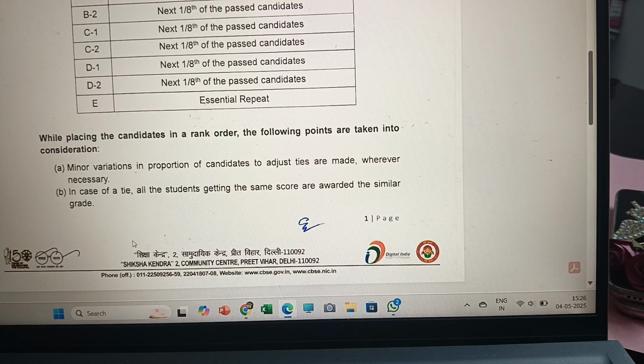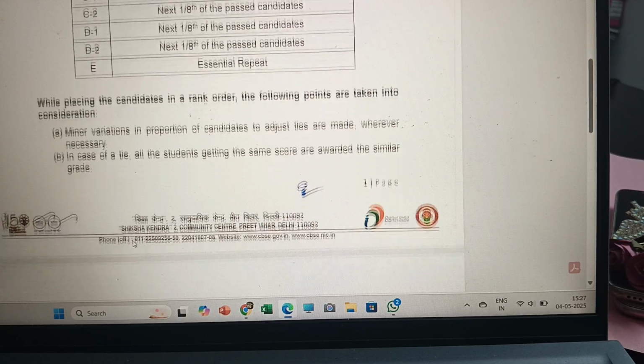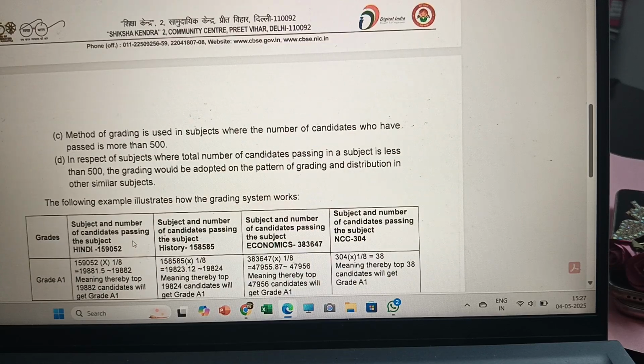While placing the candidates in rank order, the following points are taken into consideration. Minor variations to adjust ties are made wherever necessary. In case of a tie, all students getting the same score are awarded the same grade. This method of grading is used in subjects where the number of candidates who passed is more than 500. Only if more than 500, this type of grading will be applicable.